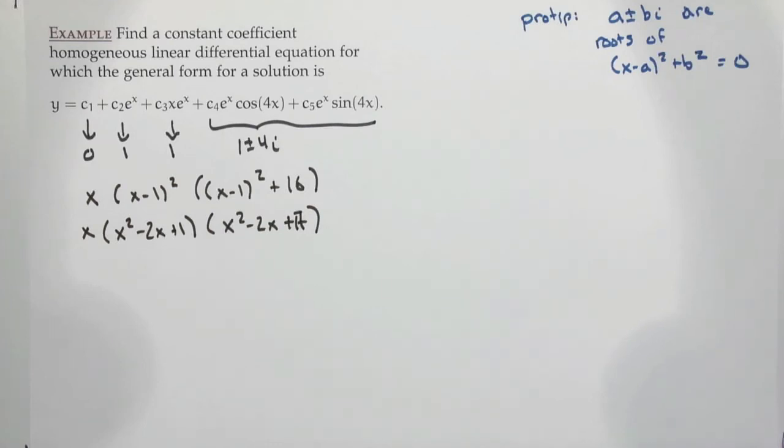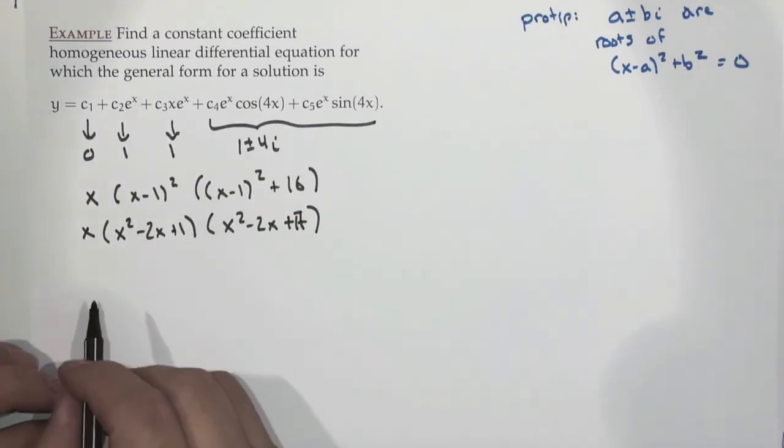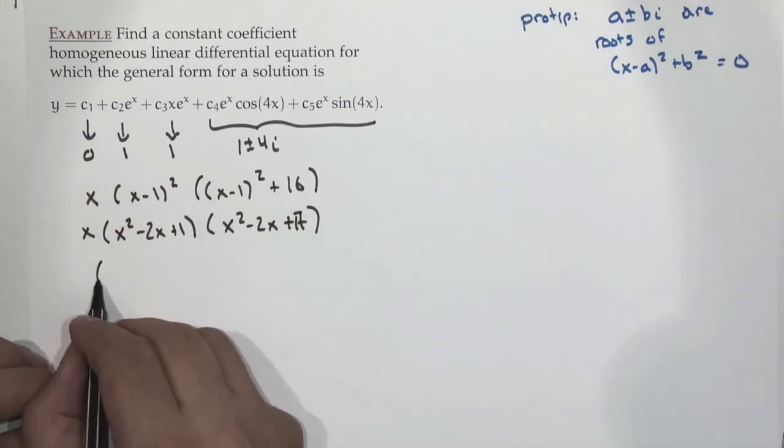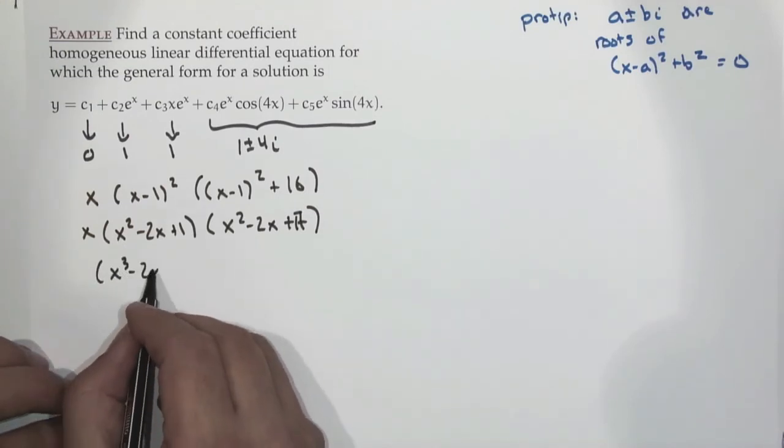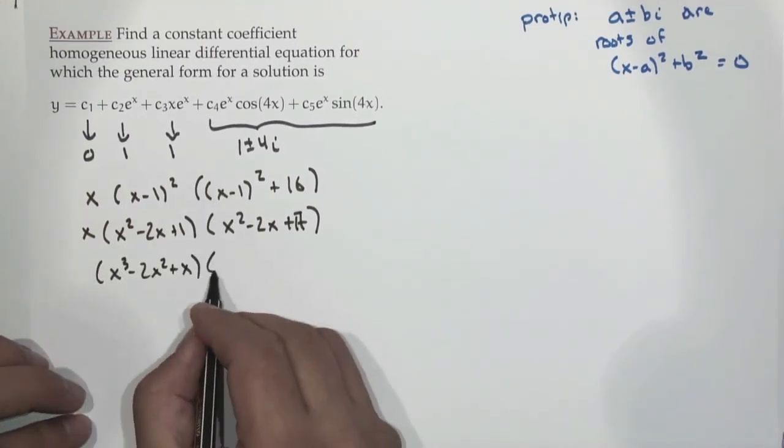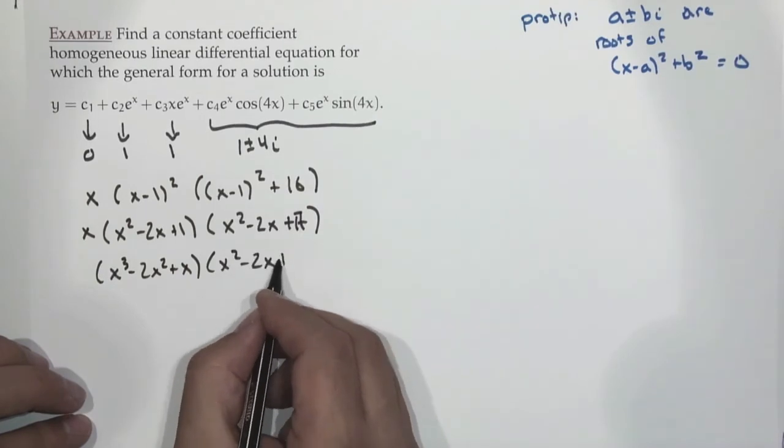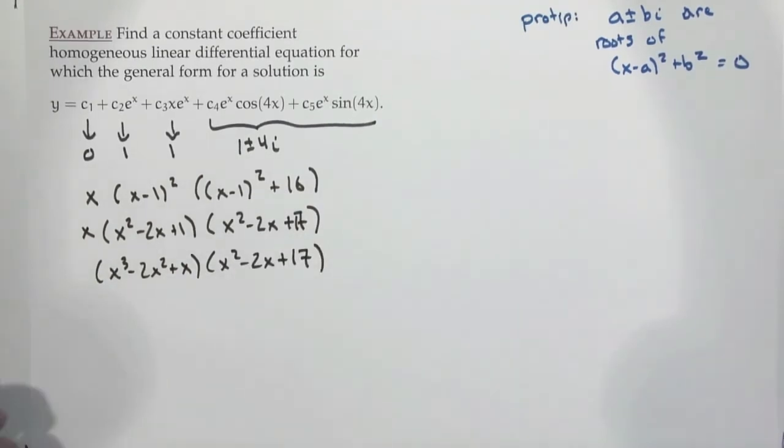All right. Well, I can multiply this x through. That's x cubed minus 2x squared plus x times x squared minus 2x plus 17, written like a normal person. And now what do? You expand.